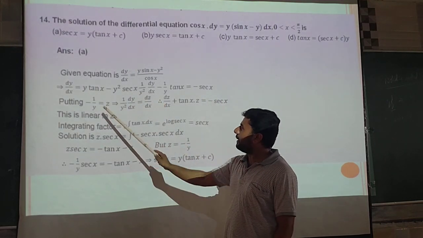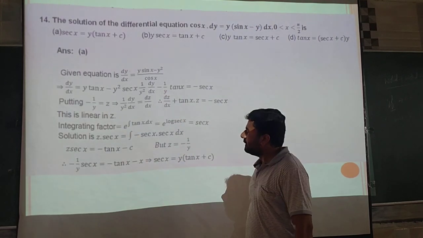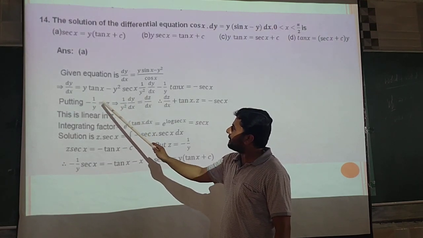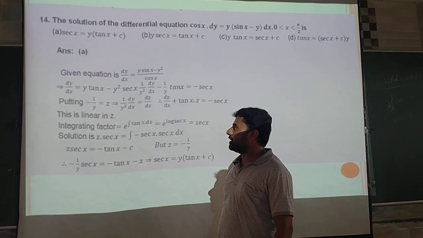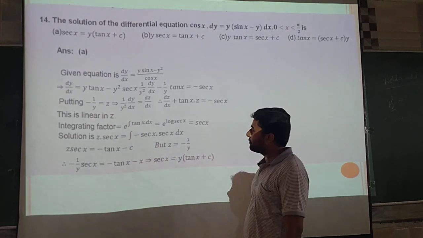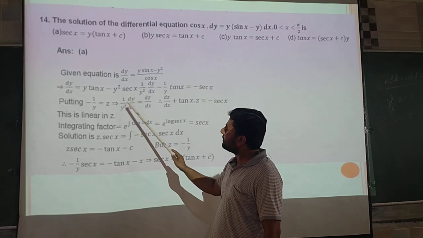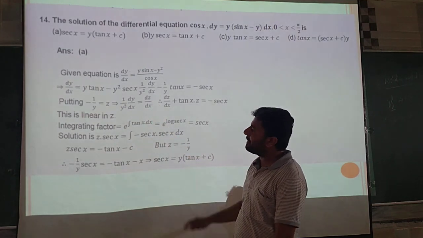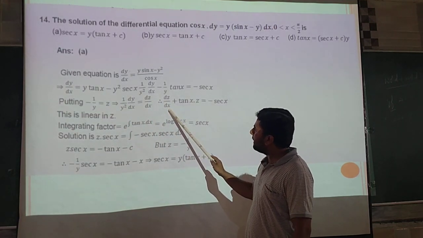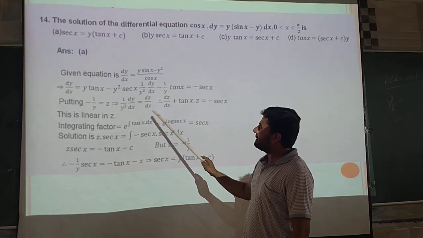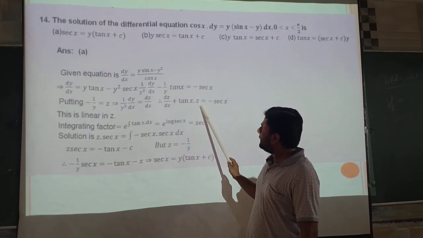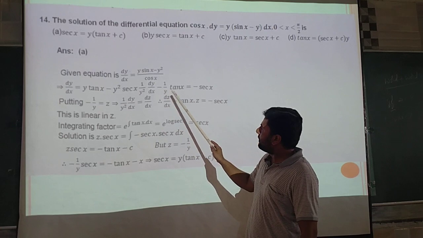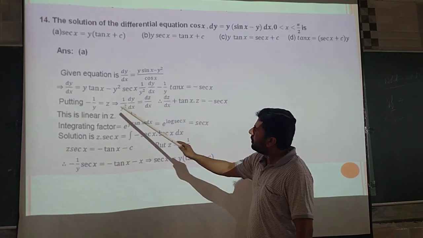Put the substitution minus 1 by y is z, which differentiated with respect to x: minus 1 by y differentiates to minus 1 by y square, hence minus into minus is plus, and 1 by y square times dy by dx is equal to dz by dx. Therefore dz by dx plus tan x into z is equal to minus secant x, because z value is minus 1 by y.